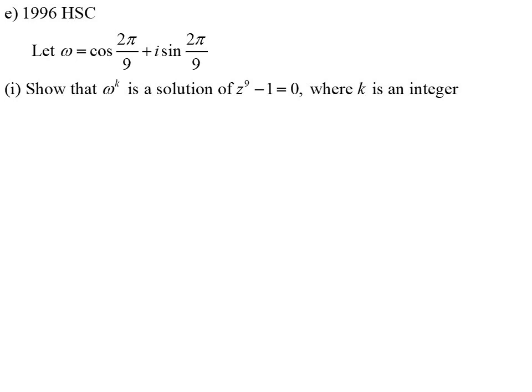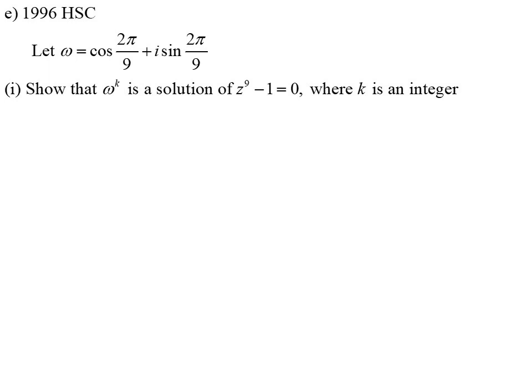Quite an old HSC question now, 1996. They've told us the specific solution for omega this time. They're talking about the 9th roots of unity. Cos 2 pi on 9 plus i sine 2 pi on 9. Here's that standard sort of question again. Show that omega to the power of k, this time they've done it that way, is a solution. So any time k is an integer, it will be a solution.